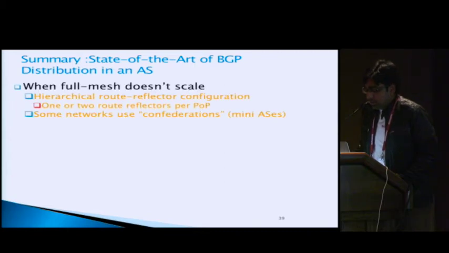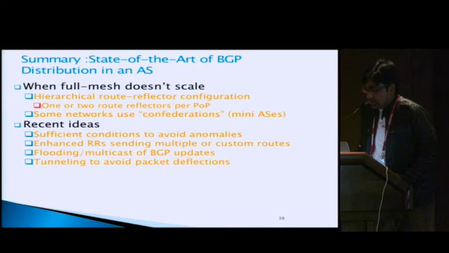So in summary, when your full mesh doesn't scale, you need to deploy route reflectors. Again, it depends on how you want to plan. You can have pairs of route reflectors per POP, you can have your regional route reflectors, and then you can have route reflectors at the core. So these are the recent ideas we discussed that are available, and certain ideas are actually getting productized as well.